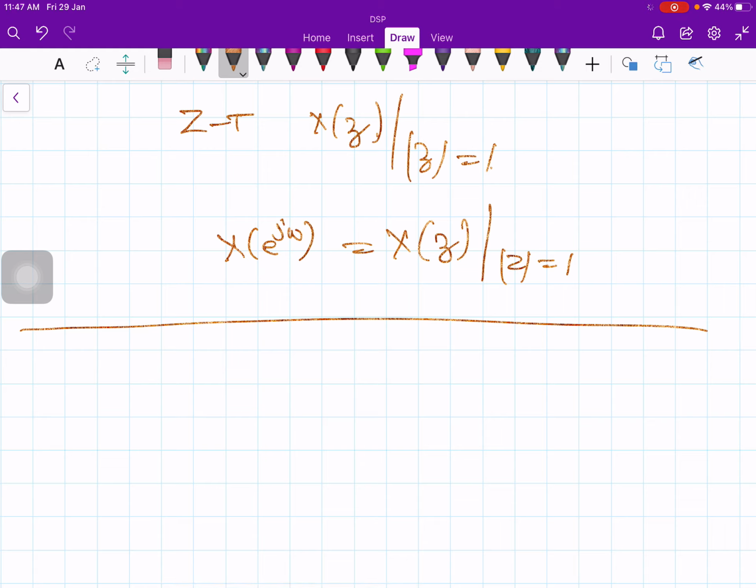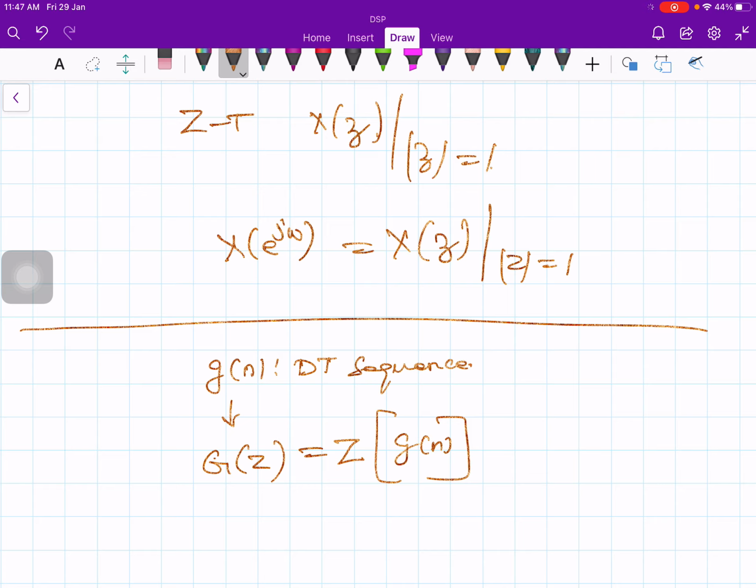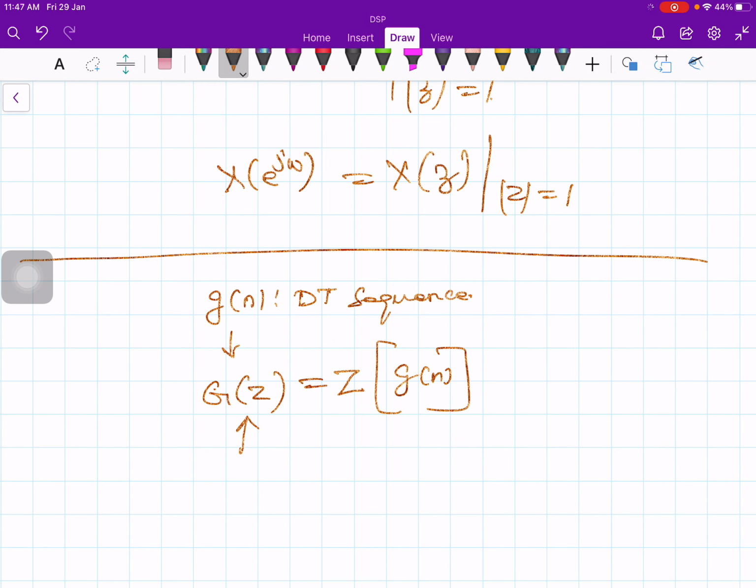Now let me take a couple of examples. Before we take the example, let me just make a statement and then I will illustrate it later. So let's say g of n is a discrete time domain sequence, and then you take Z transform, you will get capital G of z, which is the Z transform of g of n. If G of z exists, then the region of convergence in general is an annular region.